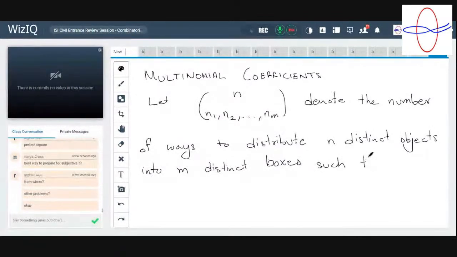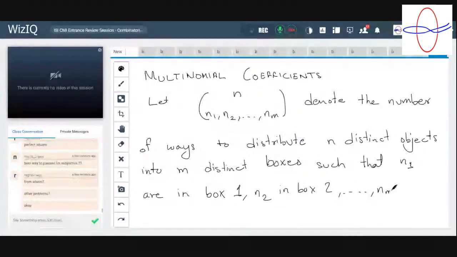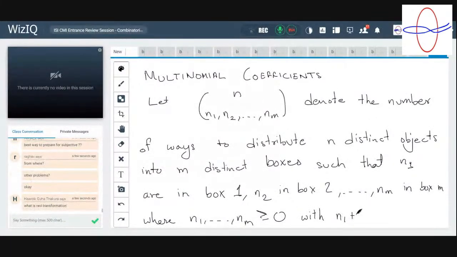such that n1 are in box 1, n2 in box 2, and so on, nm in box m, where n1 to nm are all greater than or equal to 0 with their summation equal to n.